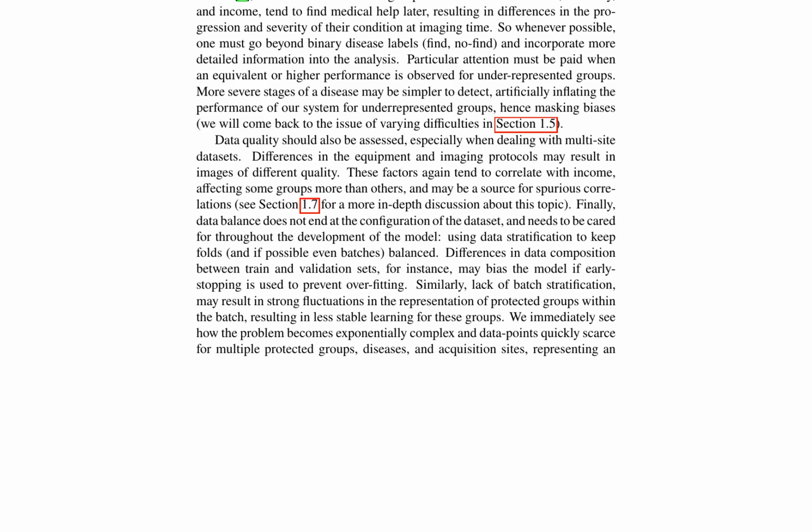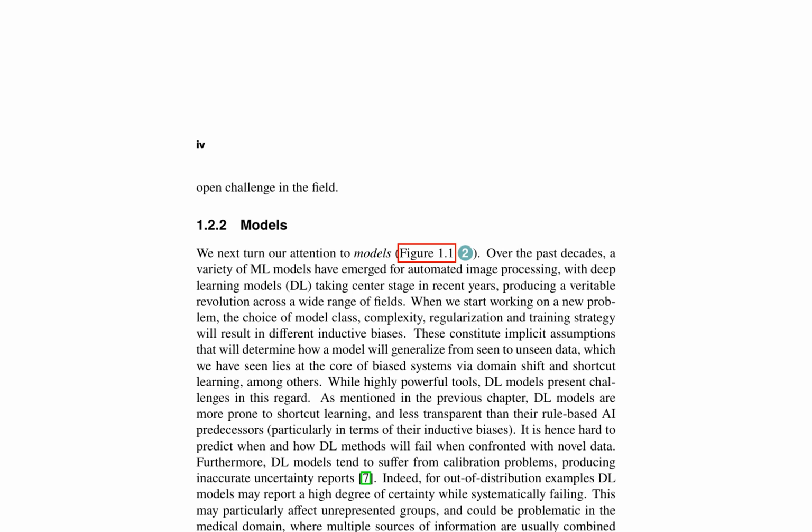Deep learning models, although powerful tools, present challenges due to their propensity for shortcut learning and lack of transparency. They often suffer from calibration problems, leading to inaccurate uncertainty reports, which can be particularly problematic in the medical domain where multiple sources of information are combined to diagnose a pathology. Finally, people involved in the collection of data, model development, and final deployment can introduce bias.